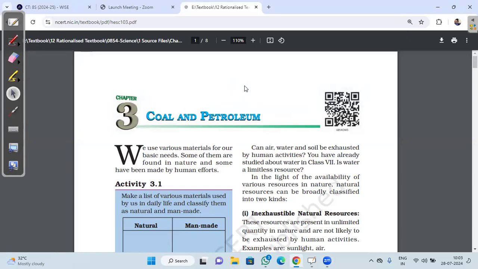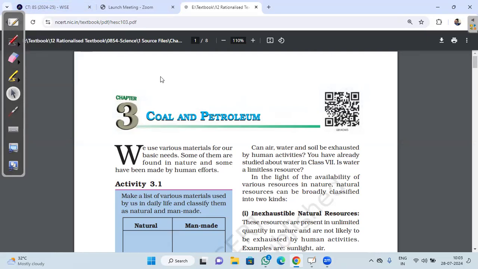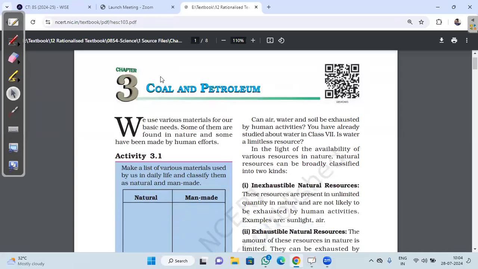What is the difference between charcoal and coal? Charcoal is obtained from burnt wood. Half-burnt wood is your charcoal, and coal is the one which we obtain from underground. So coal and petroleum, they are important resources.